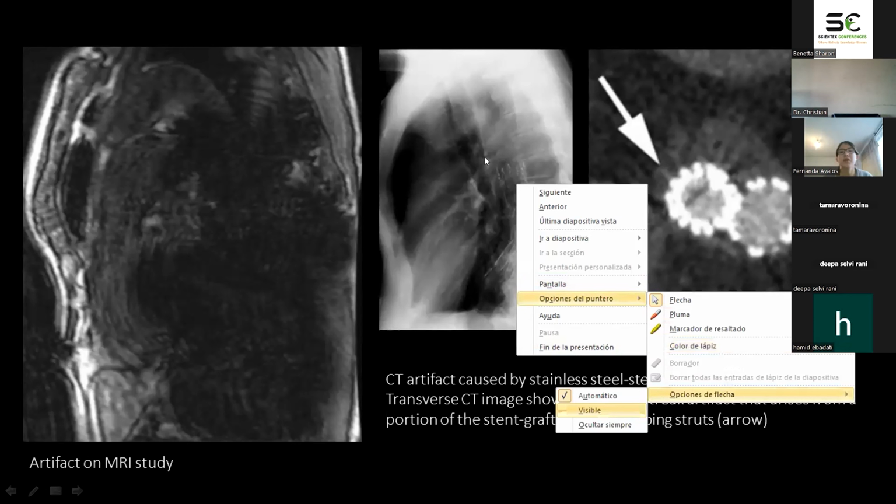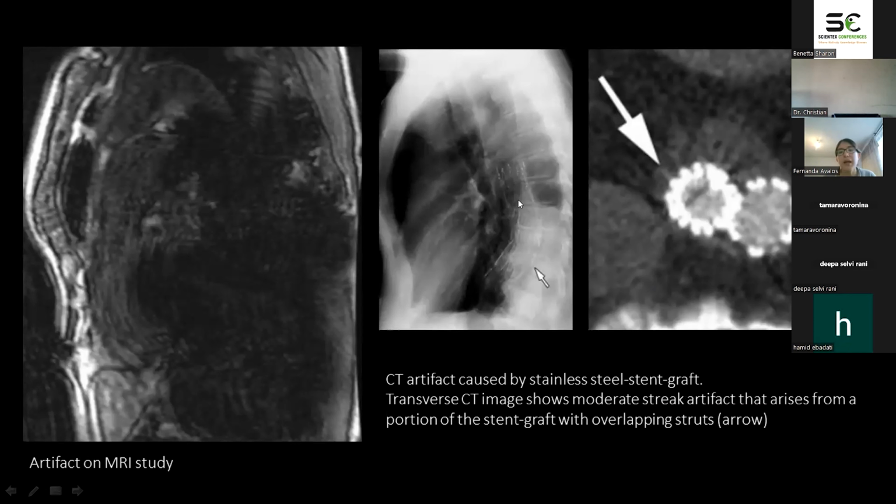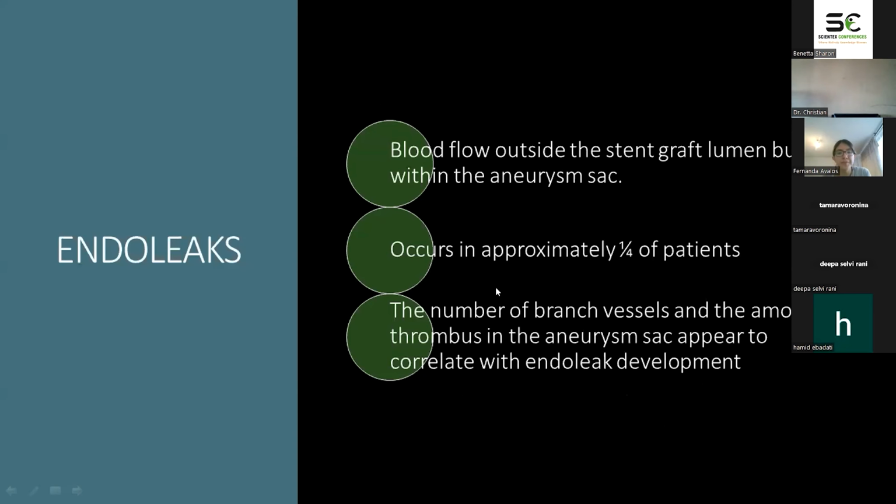Okay, so here we have the stent, and we can see it clearly, but when we go to a CT scan, there's a lot of hyperdense artifact, and we cannot be sure if there is an endoleak here. And with MRI, it's almost impossible to even notice the anatomy here, except where the graft is. So the endoleak is when the blood flows outside the stent but inside the aneurysm sac.